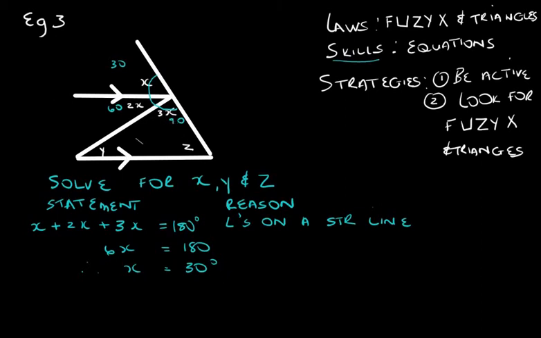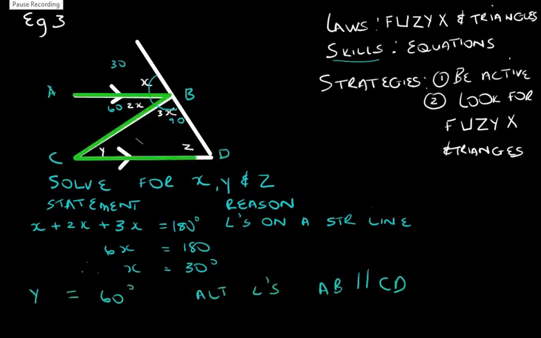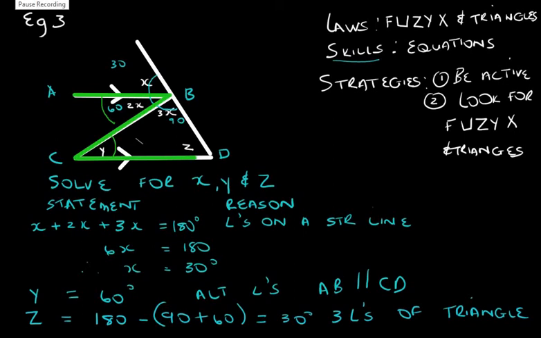Let's solve for y. Angle y is alternate to this angle here. So if that is 60, then y will also be equal to 60 degrees. Let's find angle z. Angle Z will be 180 degrees minus 90 degrees plus 60 degrees, which will give us 30 degrees. What's our reason? Three angles of a triangle add up to 180 degrees. That's correct.